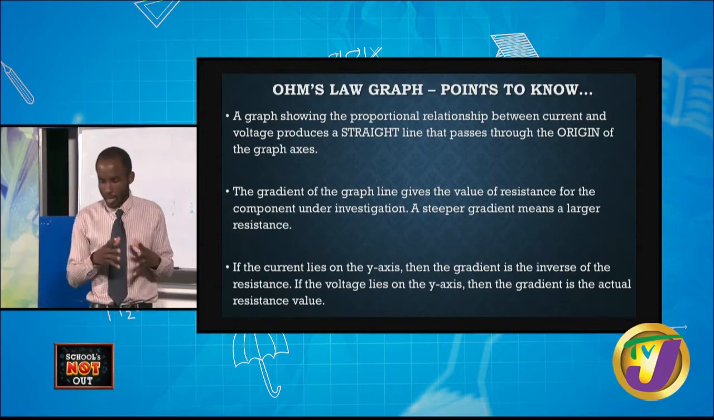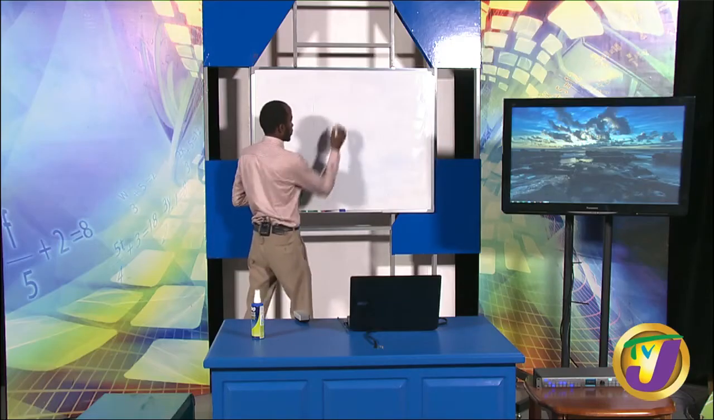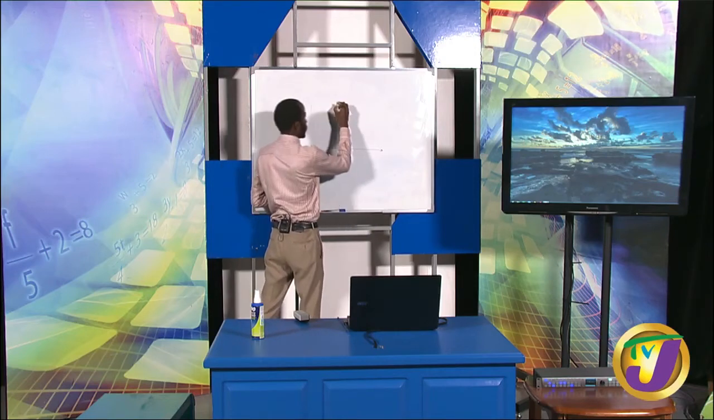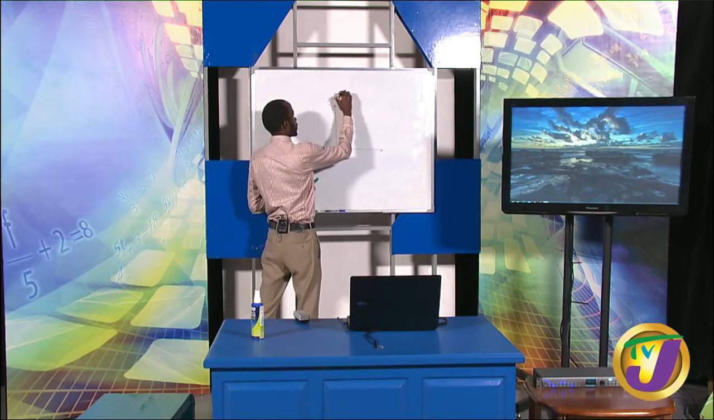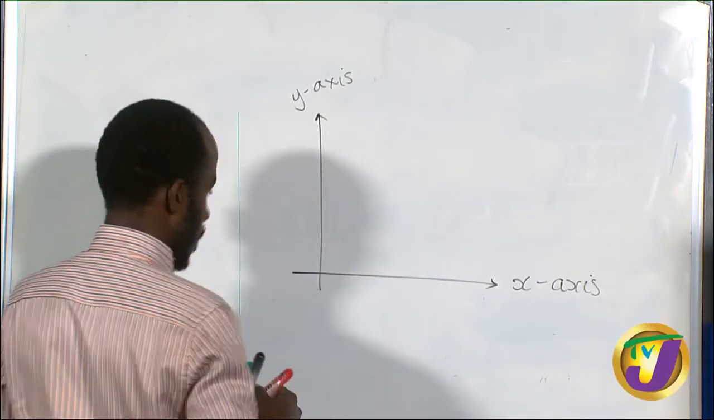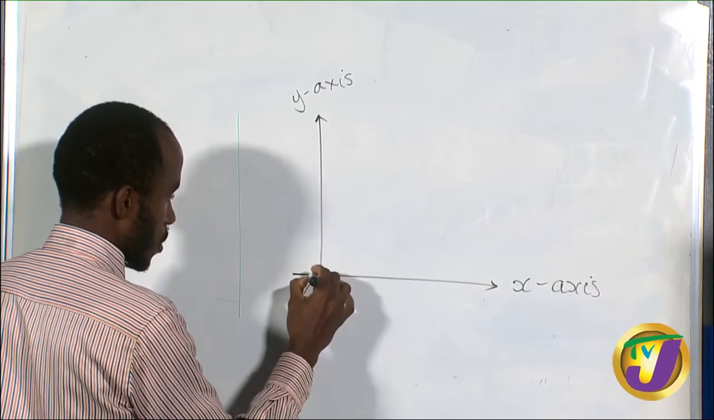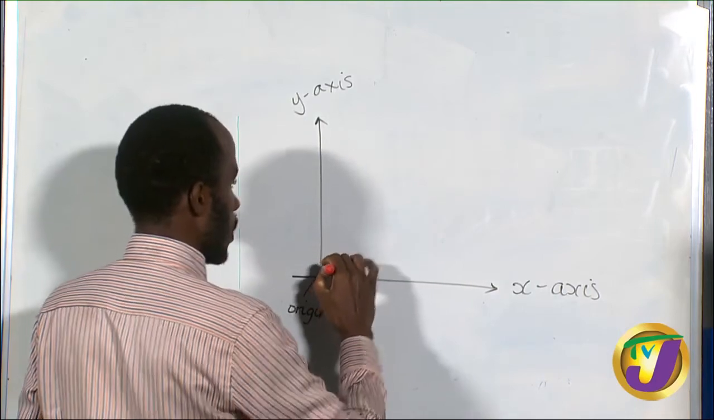The gradient of the graph line gives the value of resistance for the component under investigation. So for persons who know math, let me just give a little reminder as to how the whole gradient thing works out. If you have a graph, and this of course is the y-axis, this is the x-axis, the graph line passes through the origin. The origin is here, that's where the 0, 0 coordinate is. And say you have a line that goes like that.